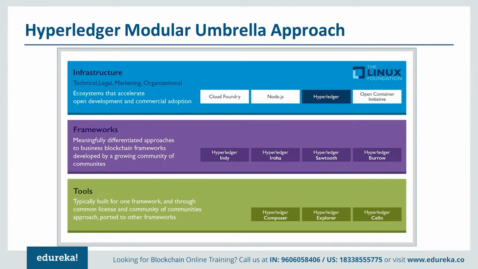Hyperledger Iroha is if you want to create a mobile based application, and that too in C++. If you want to create a mobile based application, then Hyperledger Iroha is the best suited platform for that. Again, this is not very widely used because this is still in development phase. It's not very stable, but any kind of mobile development is preferred on Iroha.